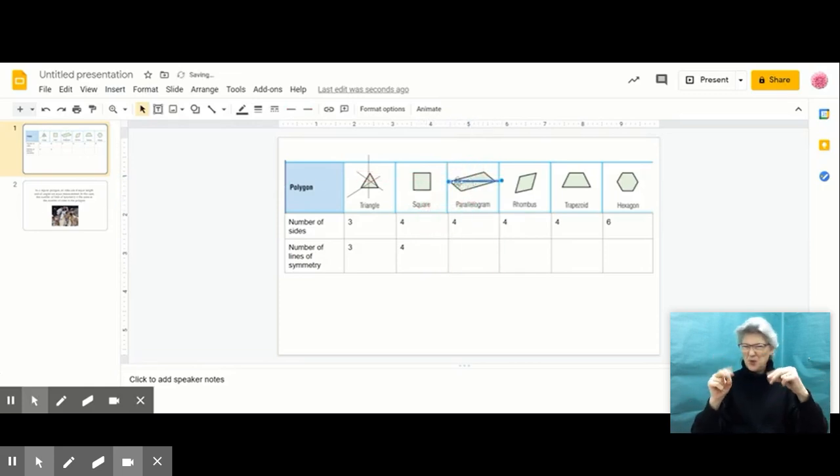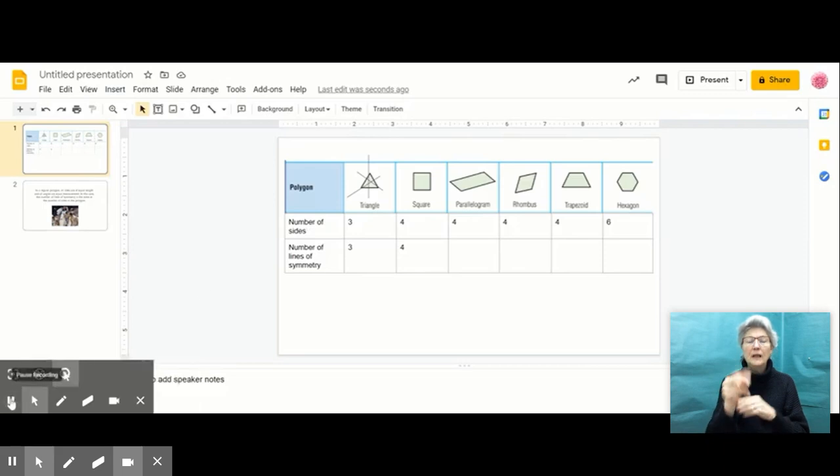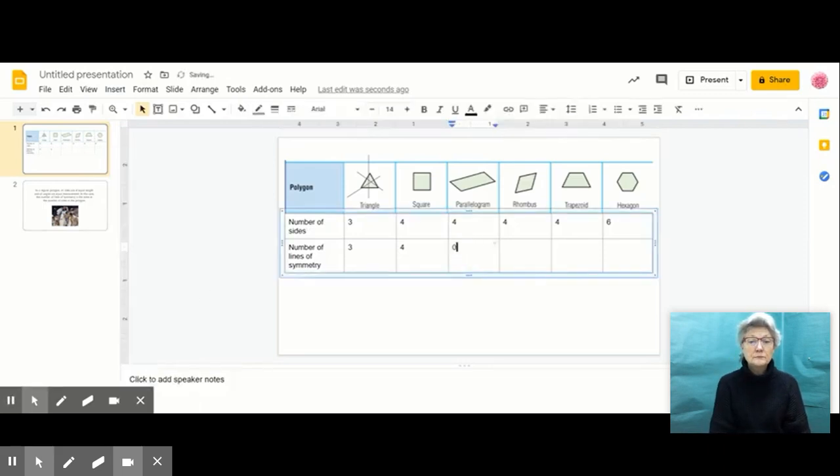Don't think so. Let's try diagonal. Let's see. Do we think that's a line of symmetry? Nope. I see the angles wouldn't quite be the same. So actually, I don't see any lines of symmetry with my parallelogram. Let's take a look at the rhombus. Oh, and I forgot to fill out our parallelogram here, so we'll put a 0 there. Okay, let's take a look at that rhombus.